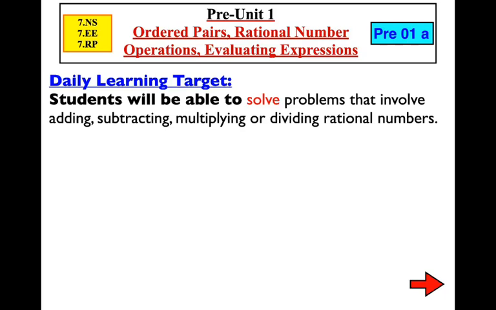And each day we start on the very first screen with several things. First of all, the daily learning target, which is basically a quick summary of our focus for the day. And so as you can see today, students will be able to solve problems that involve adding, subtracting, multiplying, or dividing rational numbers. And rational numbers, if you have forgotten, are basically numbers that can be written as a fraction. So we're talking about decimals and fractions.